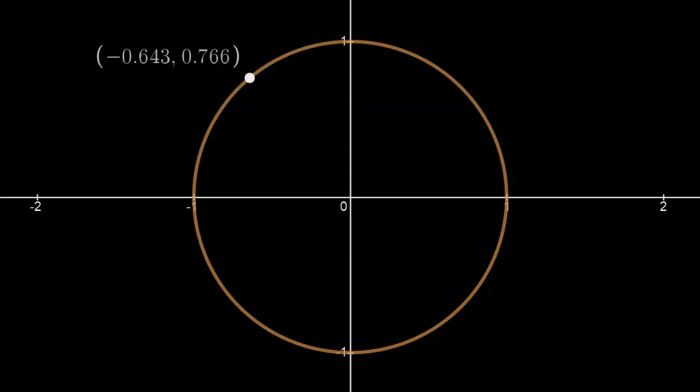And in fact, if I put it right here in an arbitrary spot, what we're saying here is that the coordinates are negative 0.643 and 0.766 because relative to the origin, this point right here is about 0.643 units to the left of the y-axis and 0.766 units above the x-axis.